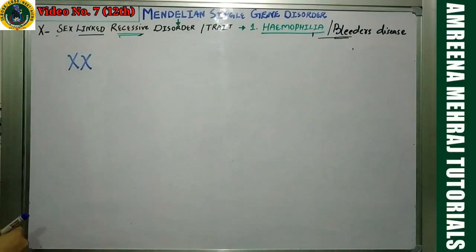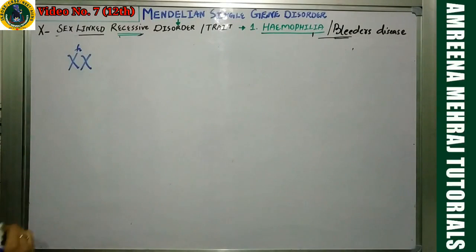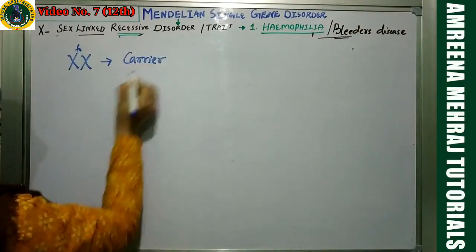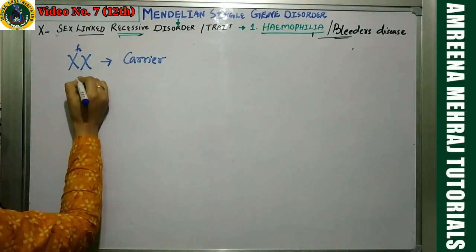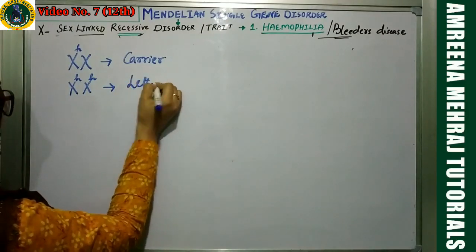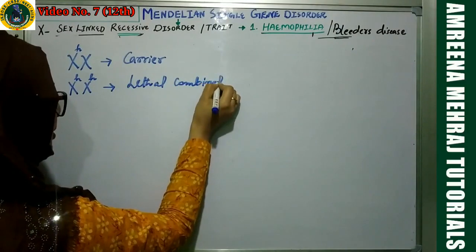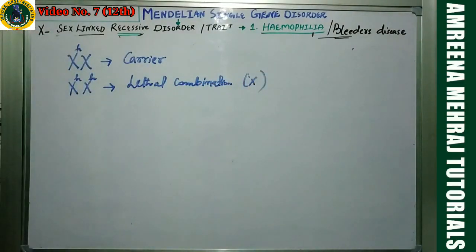XX, she is what? A female. XX is a female, and if I write down X^H X, she is a carrier. Okay, now if I write down like this, X^H X^H, both mutated, this is a lethal combination. You will not see such females being born.